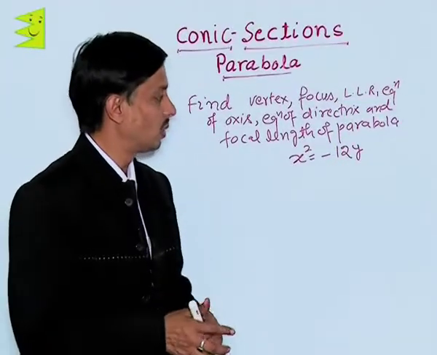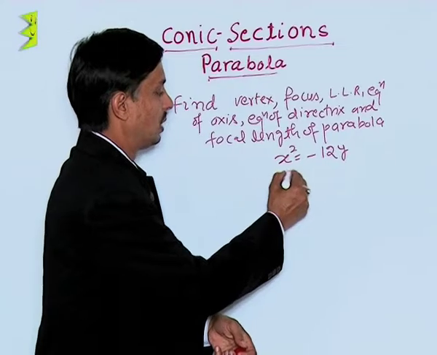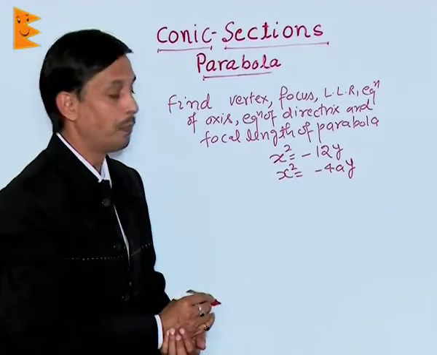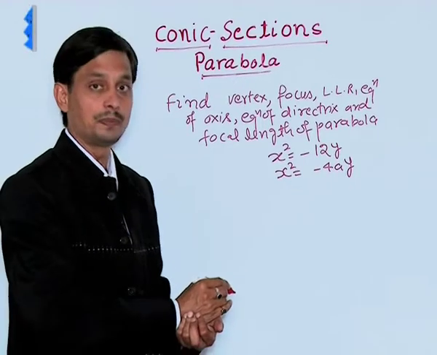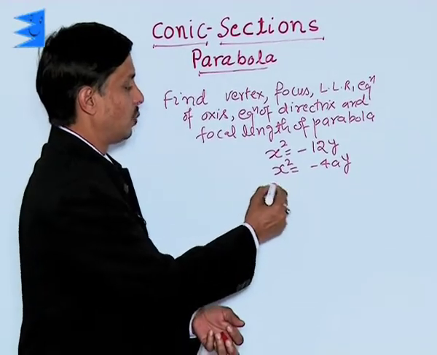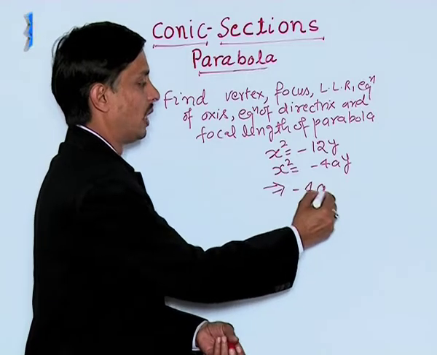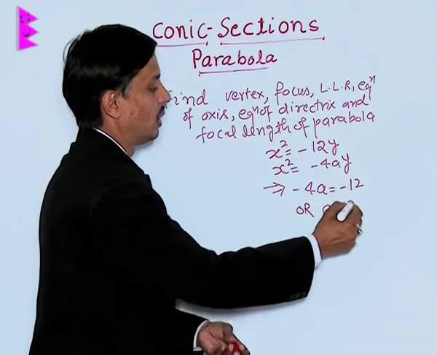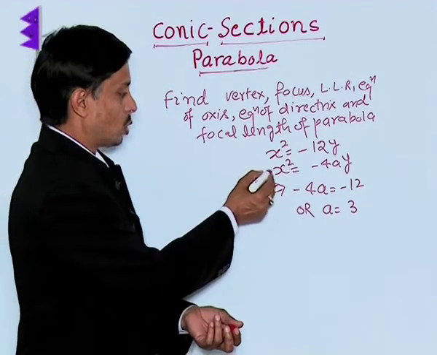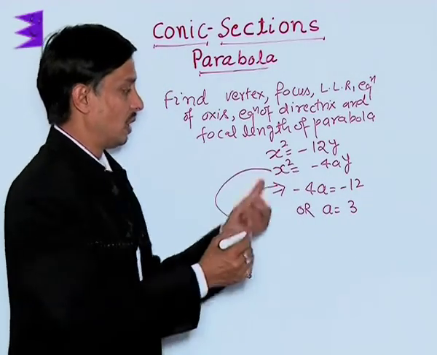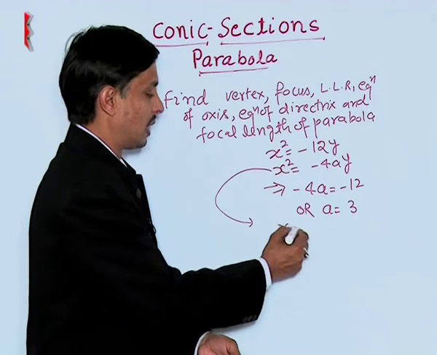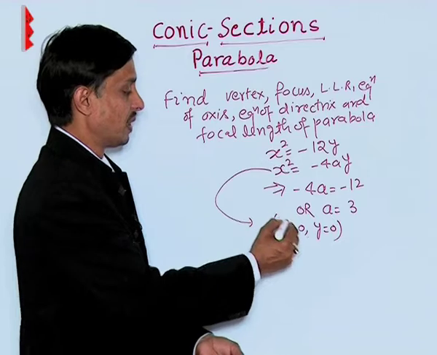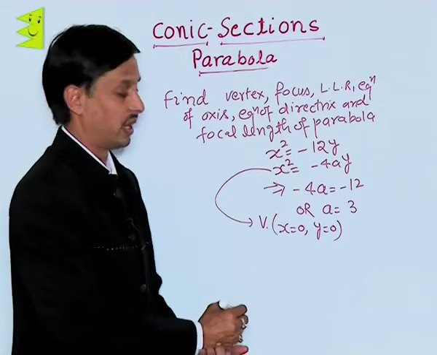If we compare it, this is the parabola of fourth type and can be compared with x square equals minus 4ay. On comparing this we get minus 4a is equal to minus 12, or we can say the answer of a is 3. So for the parabola of this type, the coordinates of the vertex are given by x equals 0 and y equals 0. So first answer, these are the coordinates of the vertex.